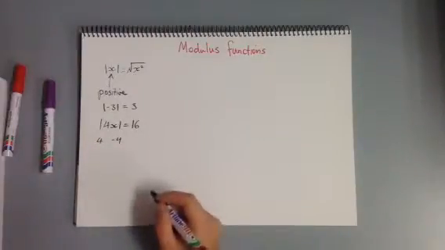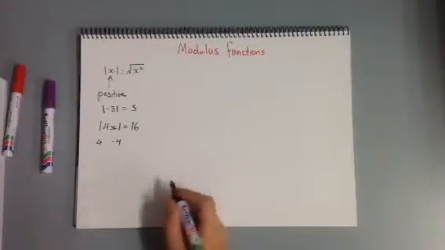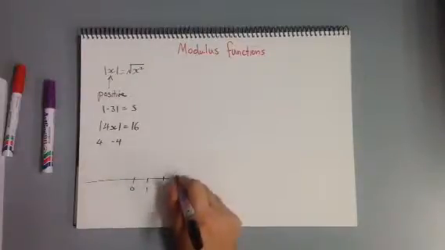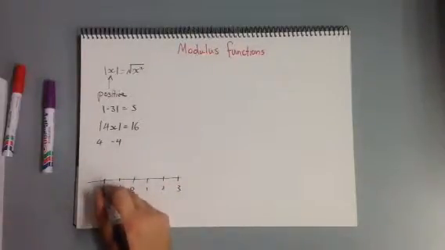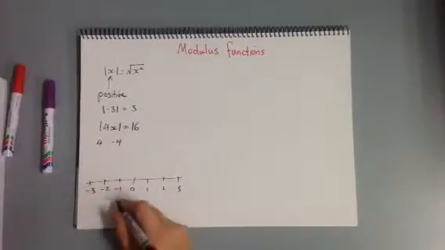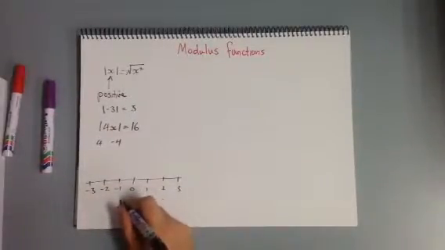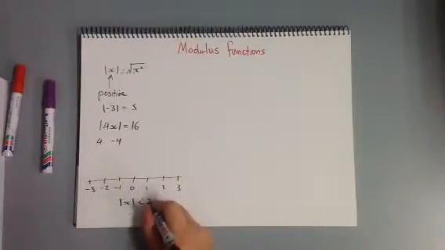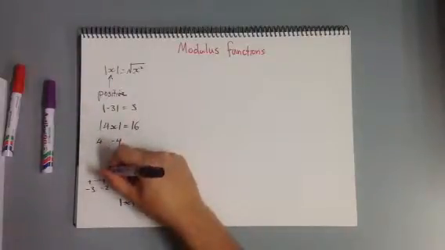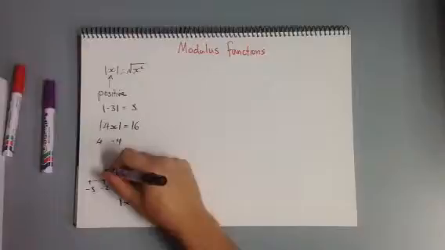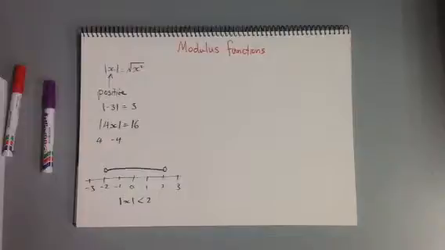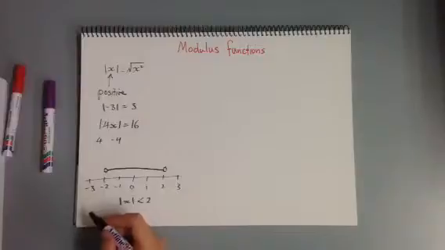Modulus signs can also be used to represent domains as well. So if we had a number line here, we had 0, 1, 2, 3, and -1, -2, -3. Well, the modulus of x being less than 2 means that we're actually talking about the region from -2 to +2. So we can actually use modulus signs for domains. Now we don't do that very often, but we can do it.